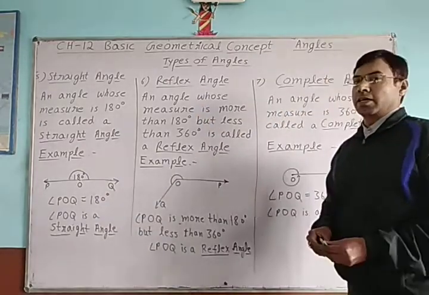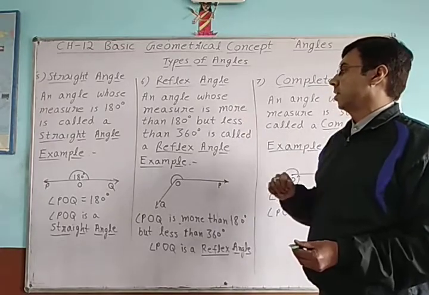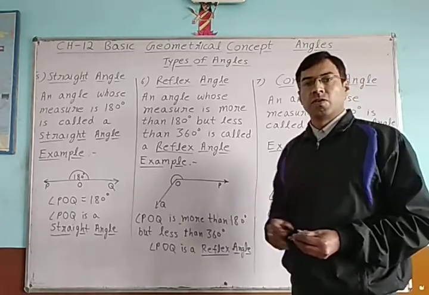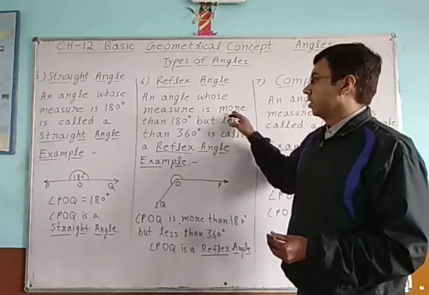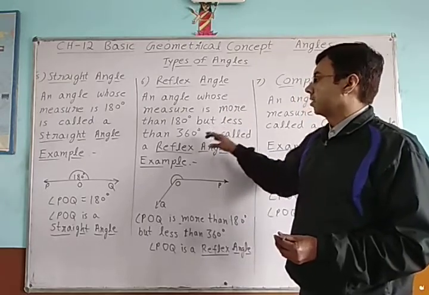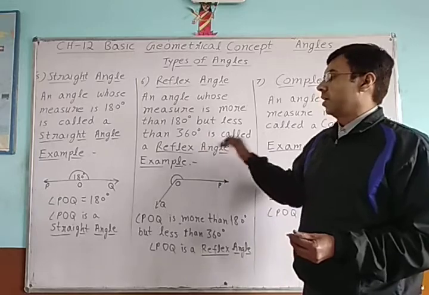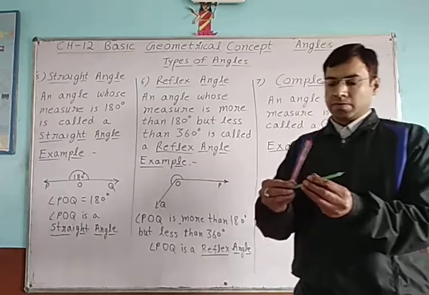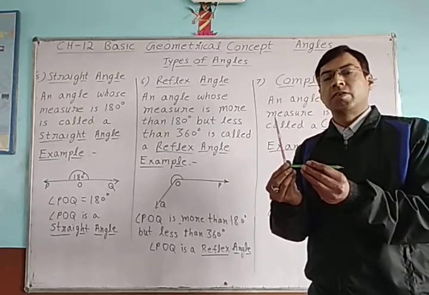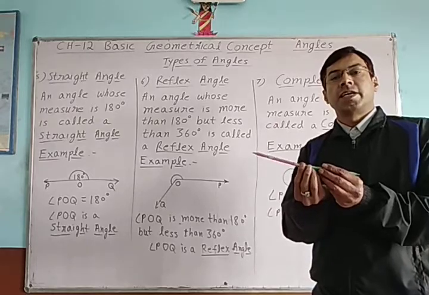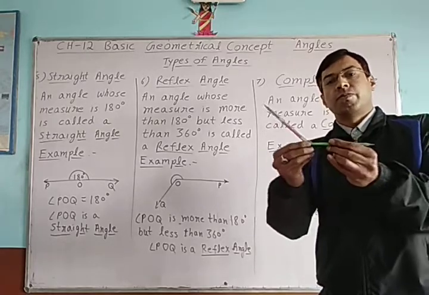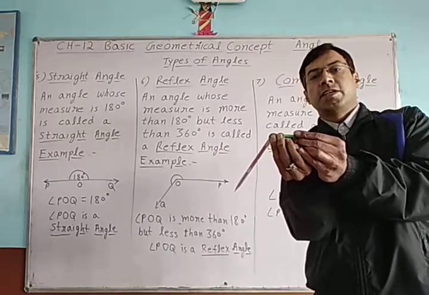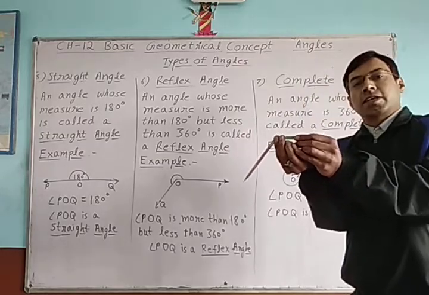Clear? Now reflex angle. An angle whose measure is more than 180 degree but less than 360 degree is called a reflex angle. See here, you can see in this picture, more than 180 degree but less than 360 degree. See, it was obtuse angle, straight angle, now more than 180 degree. So it is what? It is a reflex angle. Clear?